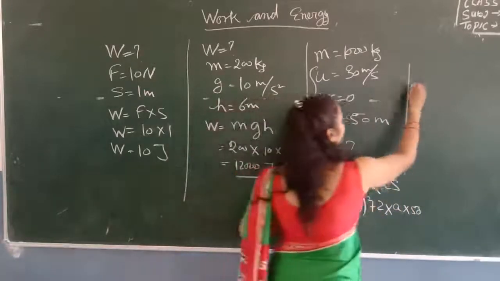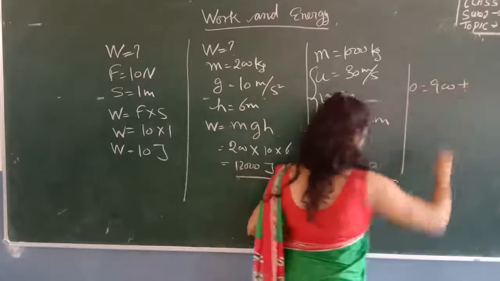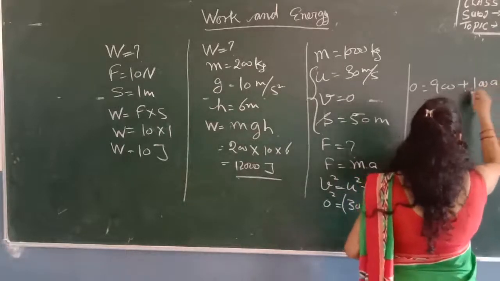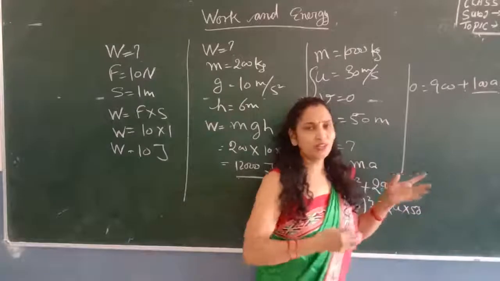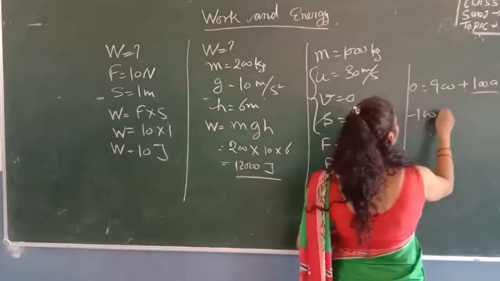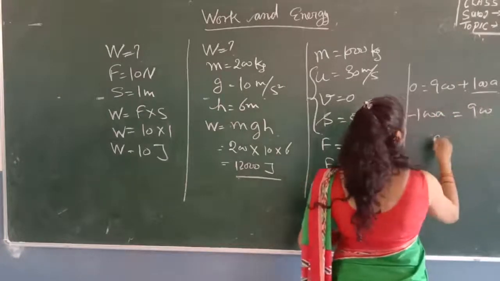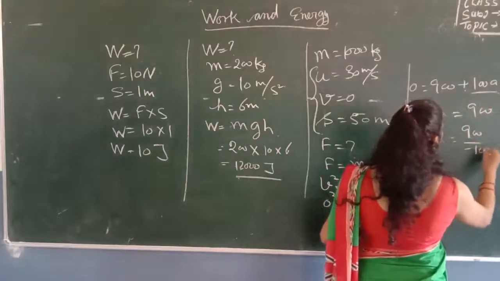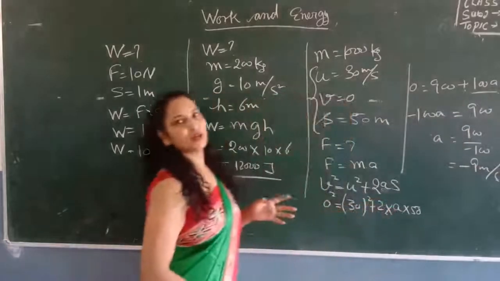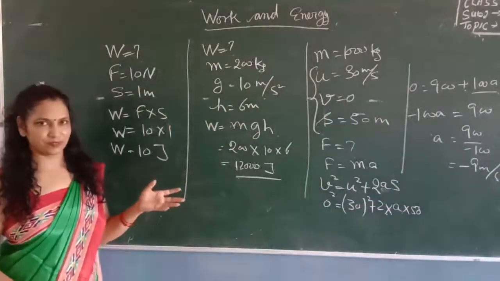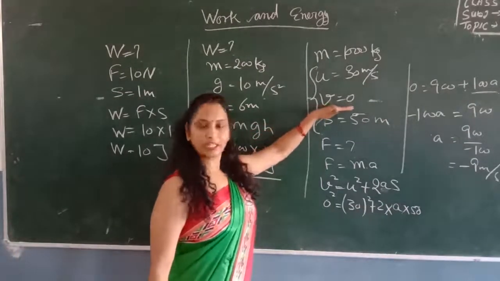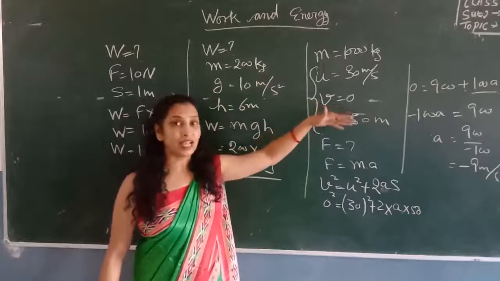So we are going to calculate it. 0 is equal to 900 plus 100a. Then you solve it like you solve a linear equation in one variable. We keep this value on the other side, so acceleration will be 900 upon minus 100, or we can say minus 9 meter per second square. Why is it negative? Because here the acceleration is negative, it is deceleration. The velocity of the body is decreasing, and if the velocity of the body decreases, we can say it has retardation.